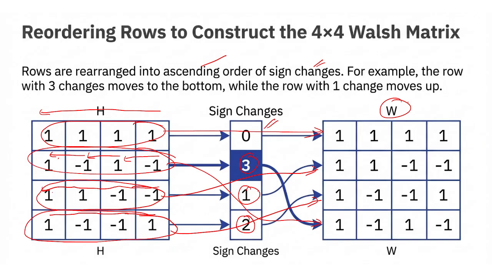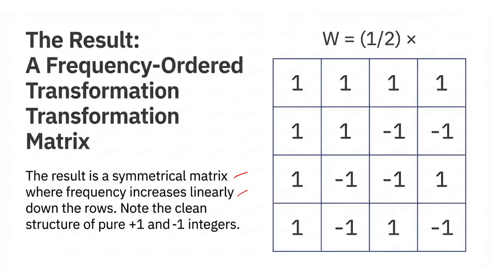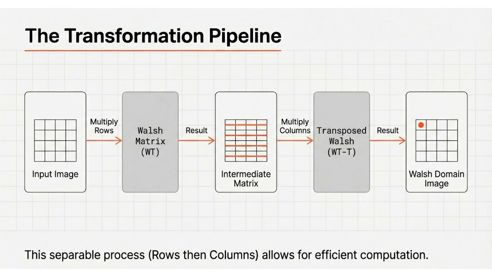Okay, so the result is this: Walsh transform equals 1 by 2 multiplied by this matrix. The result is the symmetrical matrix where frequency increases linearly down the rows. Note the clean structure of pure -1 and +1 integers. Okay. Done. So the transformation pipeline is the same thing.